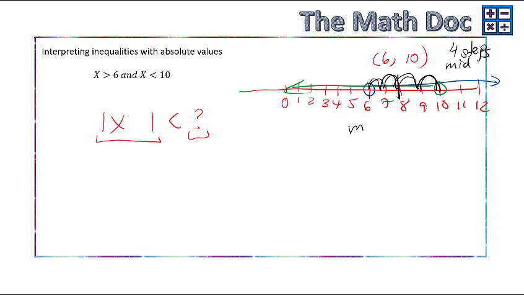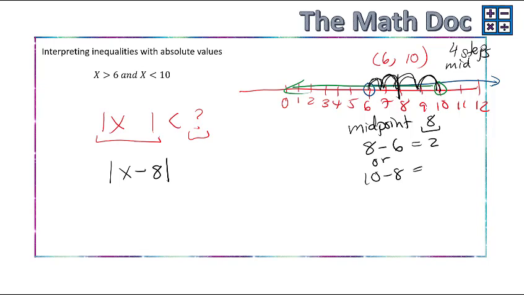So our midpoint in this interval is at 8. Okay, so we can guess that our absolute value will be centered around 8. Now we said that the midpoint is at 8, but the number of steps we take to our midpoint is 2, right? It's 8 minus 6 or 10 minus 8. Either way, we get to that midpoint in 2 steps. So that means that our absolute value here has to be less than 2.